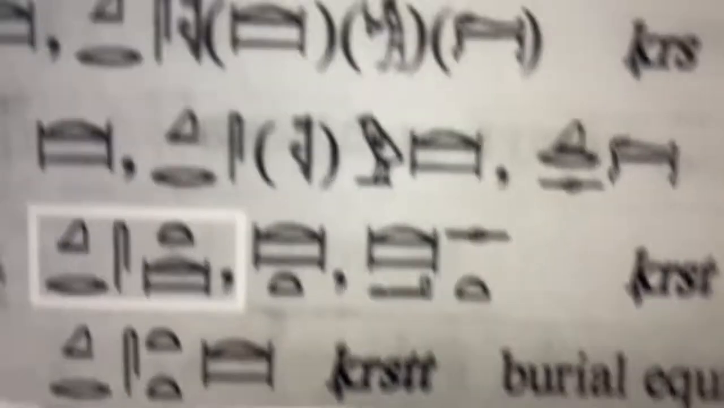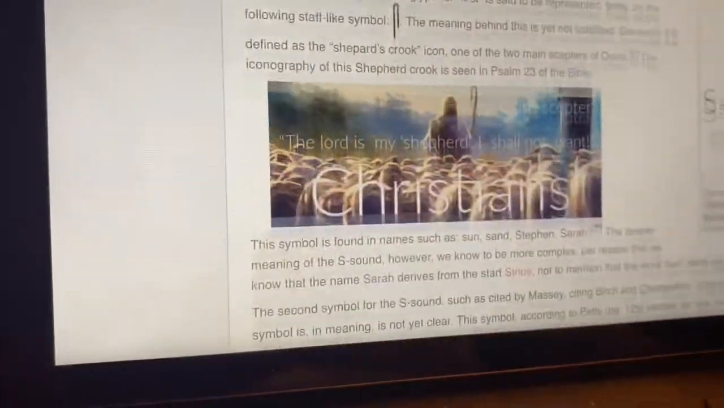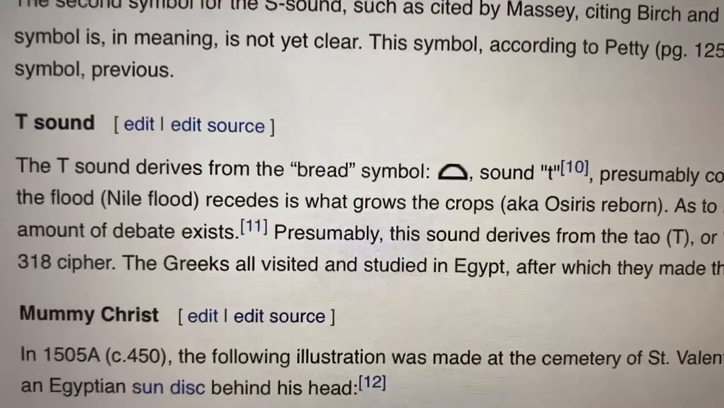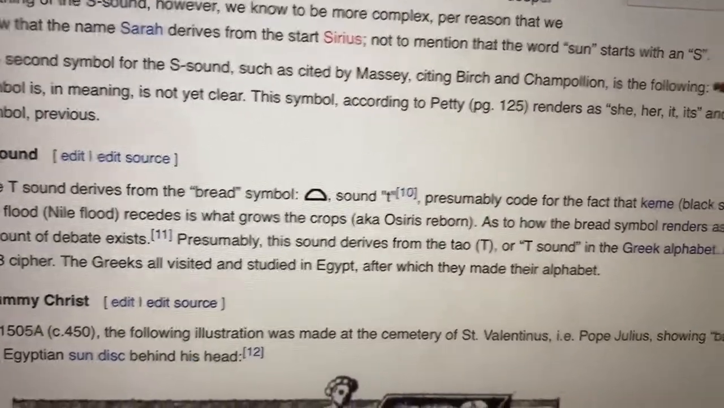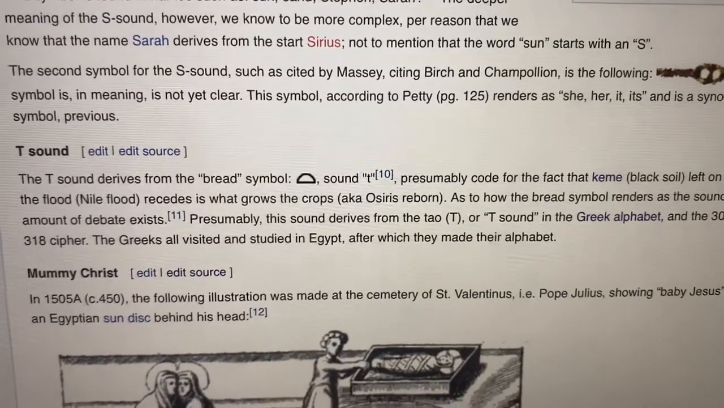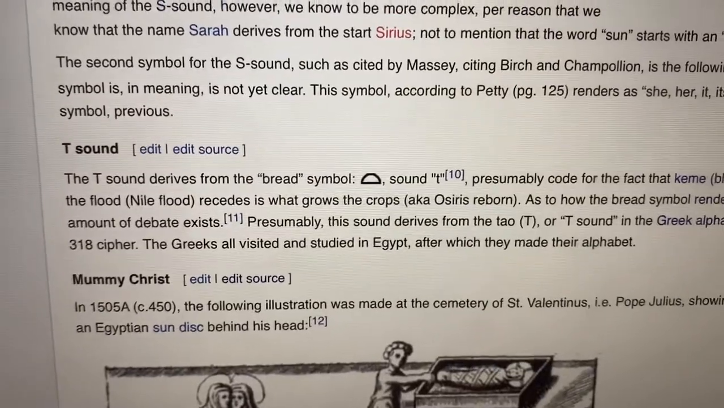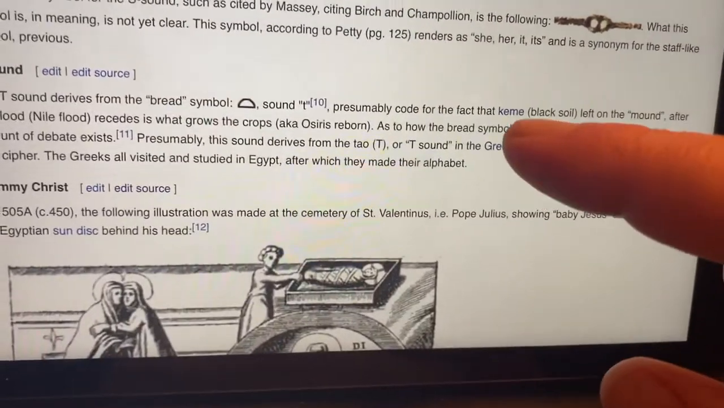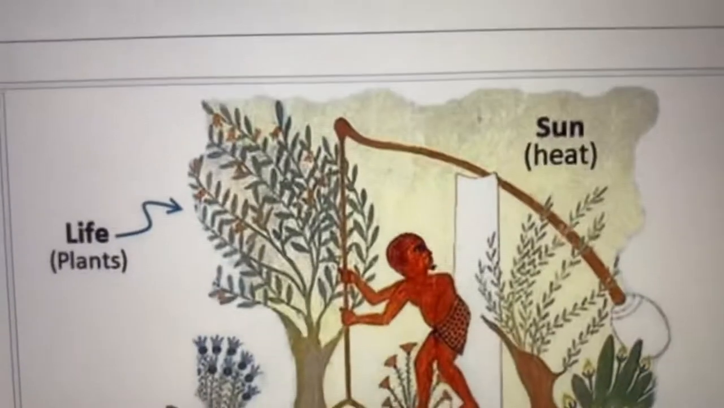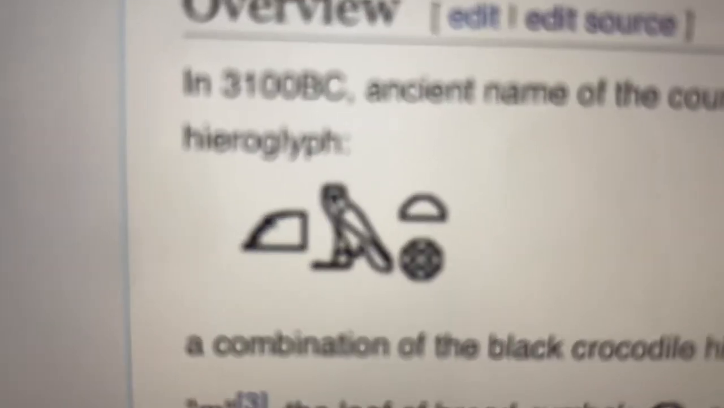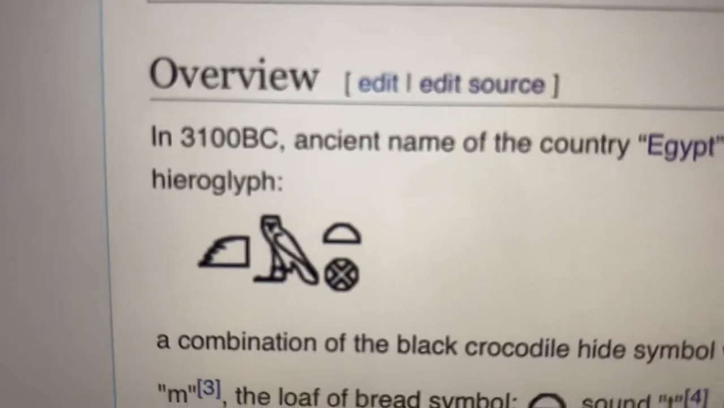So now we are going to cover the third symbol, the T sound. So the bread loaf symbol supposedly means T in Egyptian hieroglyphs. And this is not fully worked out, how this means T, but we note that Kem is the black soil that grows the crops which make the bread, and that the hieroglyph for Egypt shown here is Kemet, where we see the bread loaf which makes the T of Kemet.